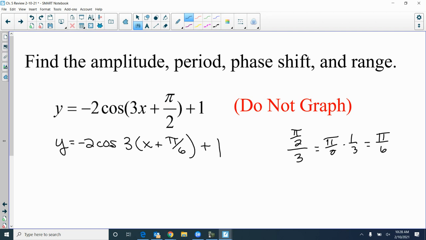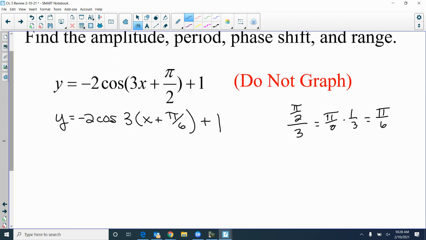All right, amplitude. Gavin, what do I get for amplitude? 2. Remember, it's the absolute value of that number in front. So it's 2. Mackenzie, what do we get for period? 2 pi over 3. Good. 2 pi over 3.